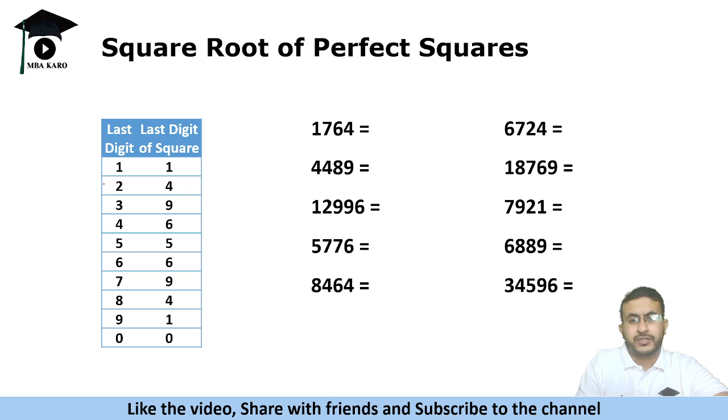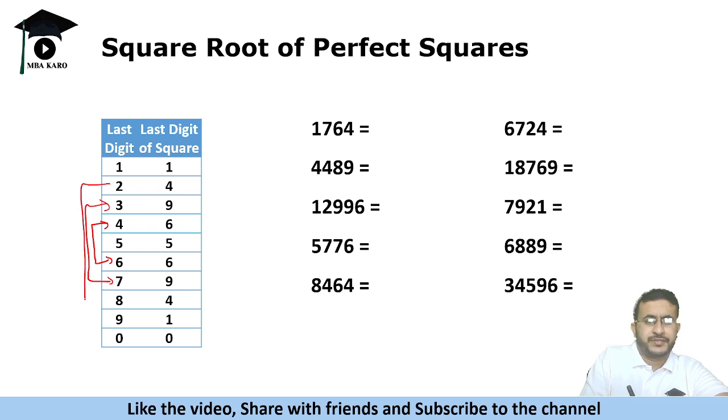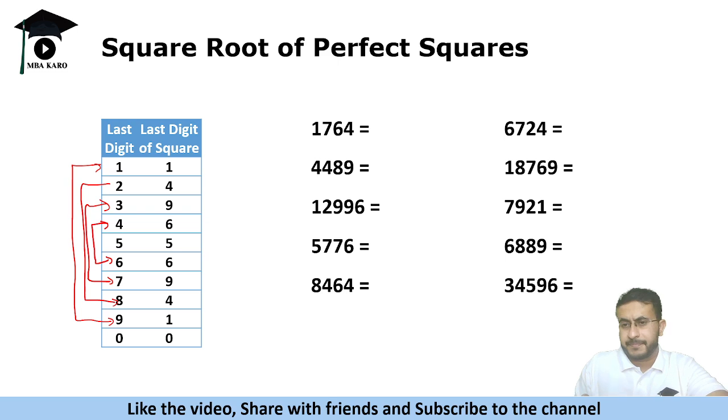So 1 square ends in 1, 2 square ends in 4, 3 in 9, 4 in 6, 5 in 5. What we notice is 4 and 6 squares end in the same digit. 7 and 3 squares end in the same digit. 2 and 8 squares end in 4, and 1 and 9 squares end in the same digit. Right. So what we need to do is separate the last two digits.